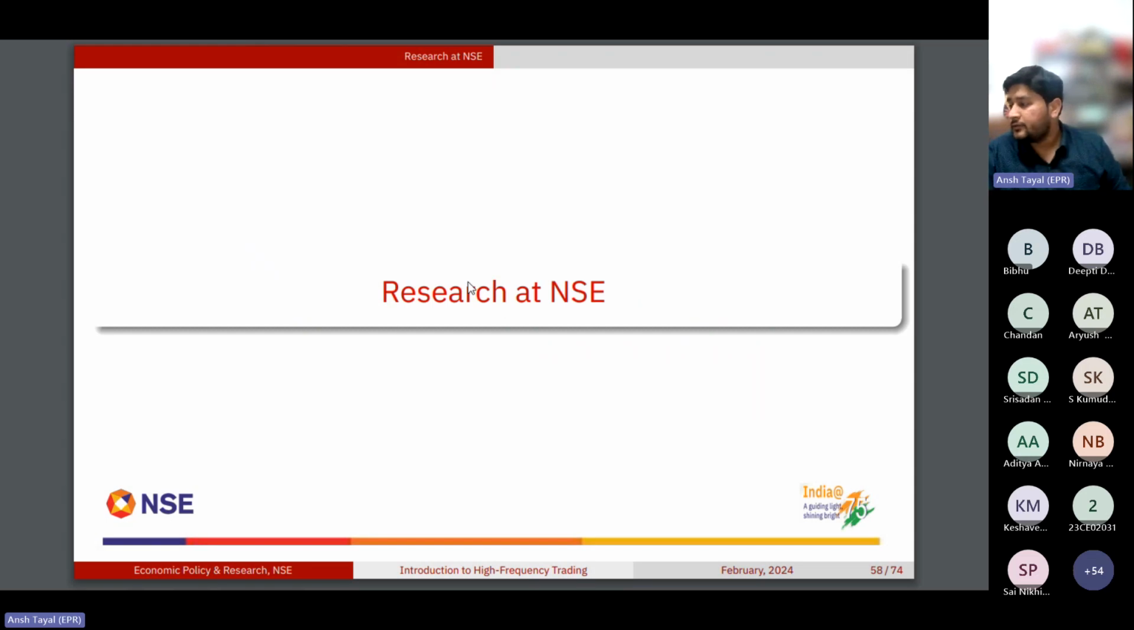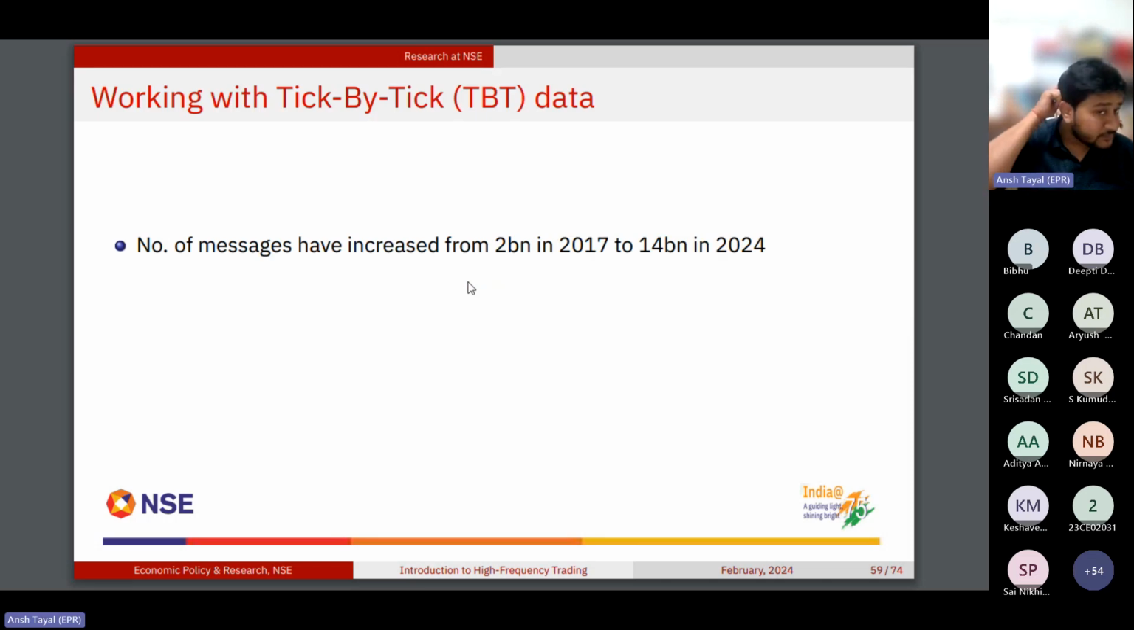Now, I know it's already 8, so I'll take 15 more minutes. Coming to what we do at NSE. To give you a sense of the data, the number of messages, as I was mentioning, have increased from 2 billion, which is 200 crores, in 2017 to 1400 crores in 2024. So in a single day, we get 1400 crore orders in derivatives.